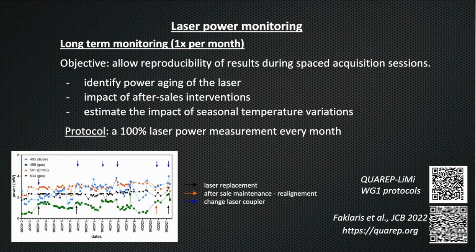Here you can see the graphical representation of 4 laser sources on a confocal microscope. Depending on the nature of the laser, its stability changes over time. Example, the green line for the argon laser source. We can observe the after-sales interventions each time there is a laser peak.